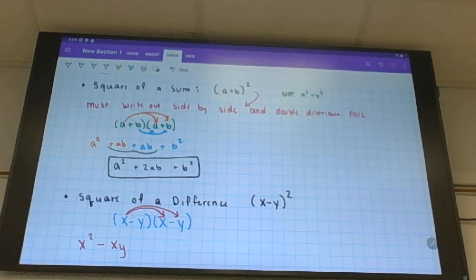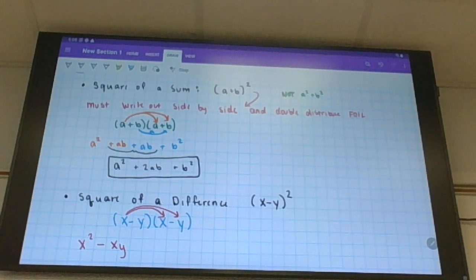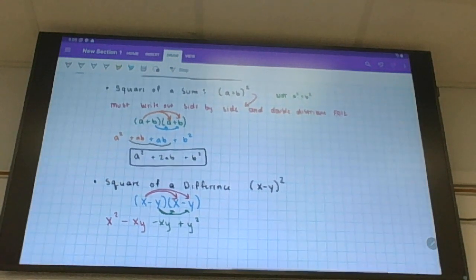Good. Alright, I'll pick somebody else. Who wants to get picked? Logan, where do I multiply next? Yep. And then last? Which will make it positive. Yep. Negative y times negative y will be a positive. And then the result, x squared minus 2xy plus y squared.